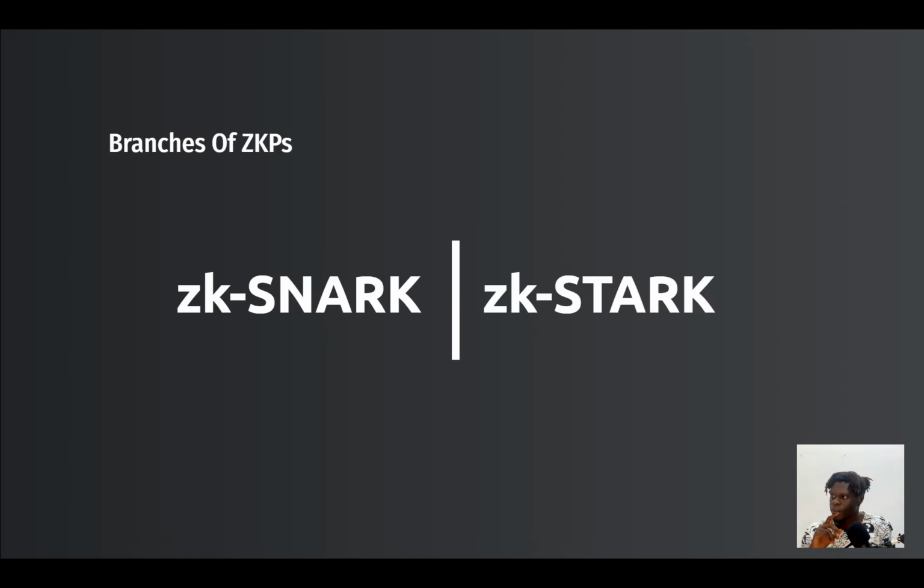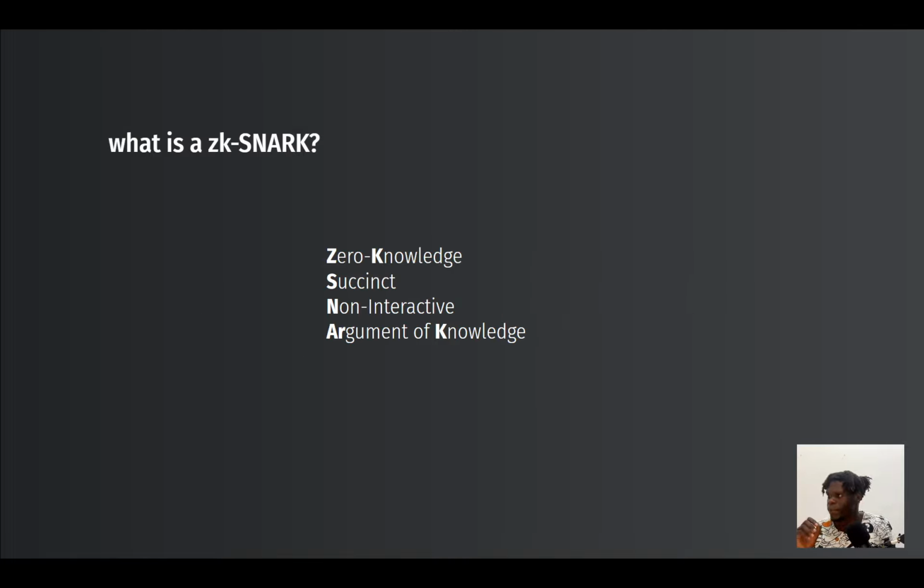So what are the branches of zero knowledge proofs? We have zk-SNARK and zk-STARK, and we'll get into those right away. So what is a zk-SNARK? A zero knowledge SNARK is a zero knowledge succinct non-interactive argument of knowledge. It's a tongue twister, eh?